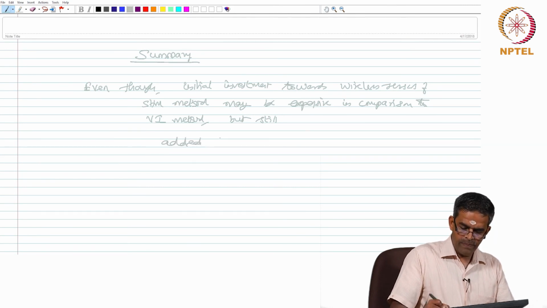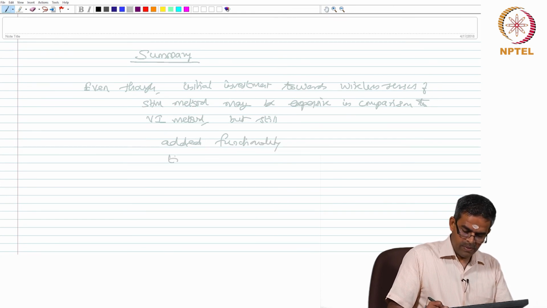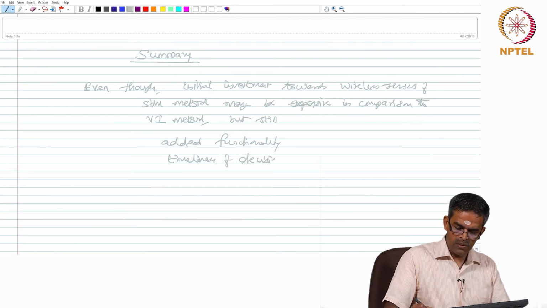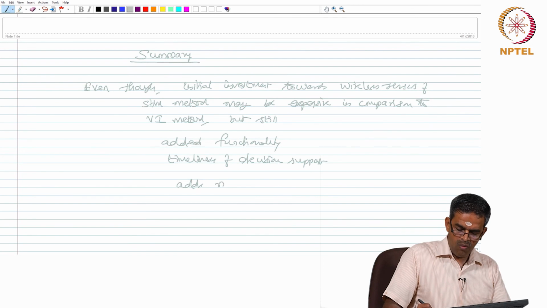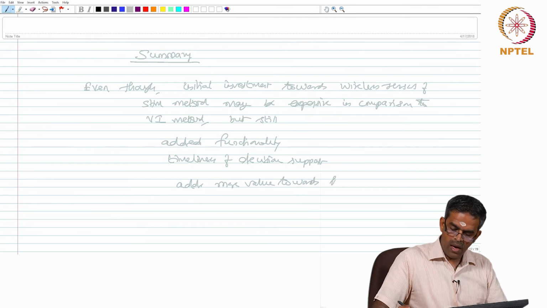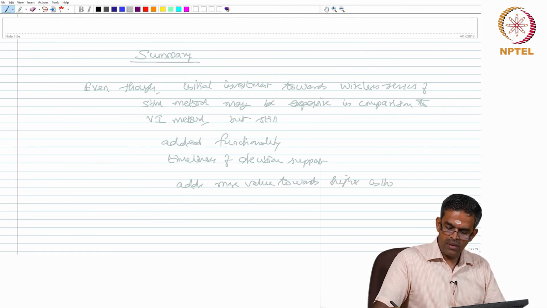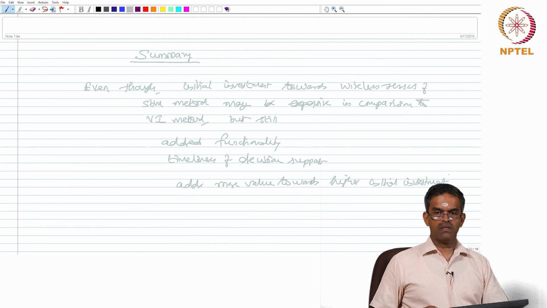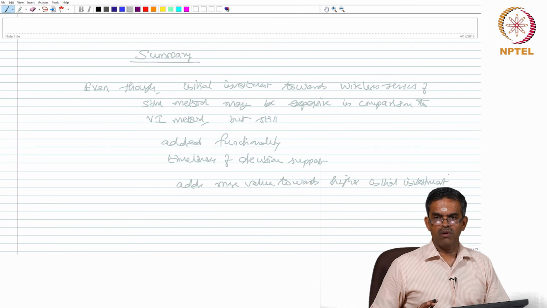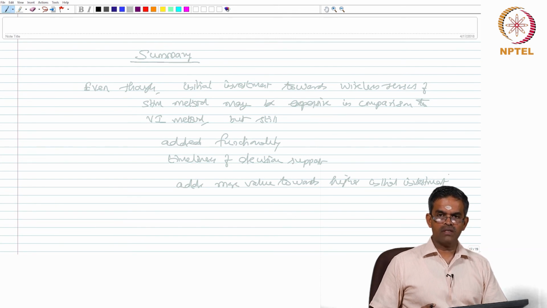added functionality and timeliness of decision support adds more value towards the higher initial investment. So, that is the final statement we have in comparison between visual inspection methods and conventional structural health monitoring methods used for damage identification in structures.